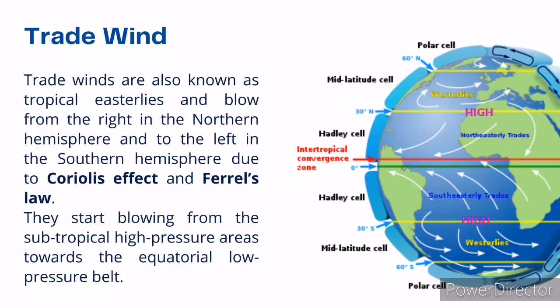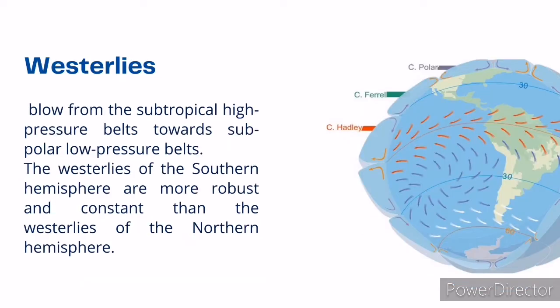There are also types of wind such as trade winds, westerlies, monsoon winds, land breeze, and sea breeze, to be discussed later. Trade winds are also known as tropical easterlies and blow to the right in the northern hemisphere and to the left in the southern hemisphere due to the Coriolis effect, and they are very slow. They start blowing from the subtropical high-pressure areas towards the equatorial low-pressure belt.